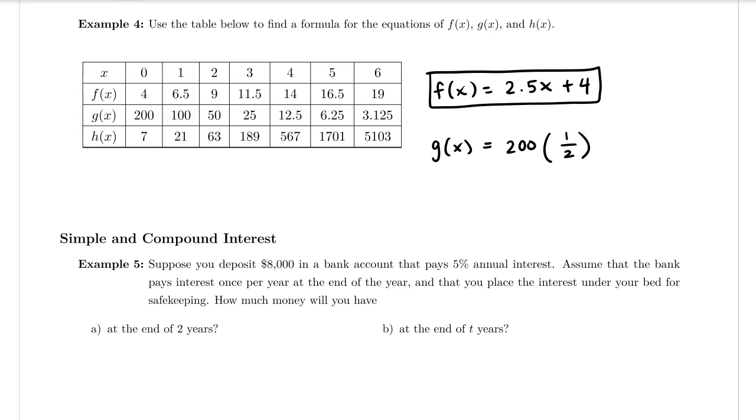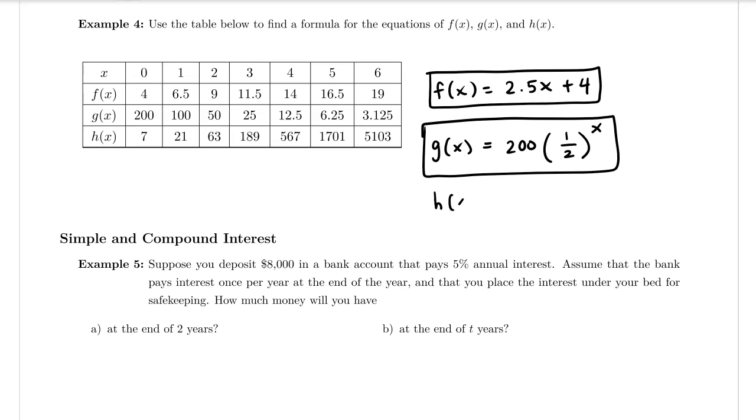And remember, we said earlier that when our common ratio is between 0 and 1, we have a decay factor and we have exponential decay, which means that our output values are decreasing. And then our exponent on this is going to be x. So there's our exponential function for g of x.